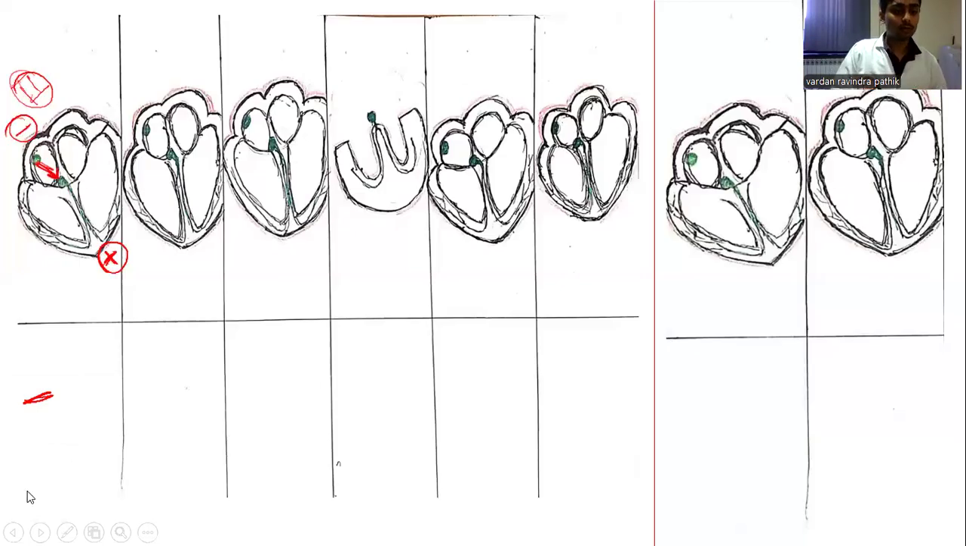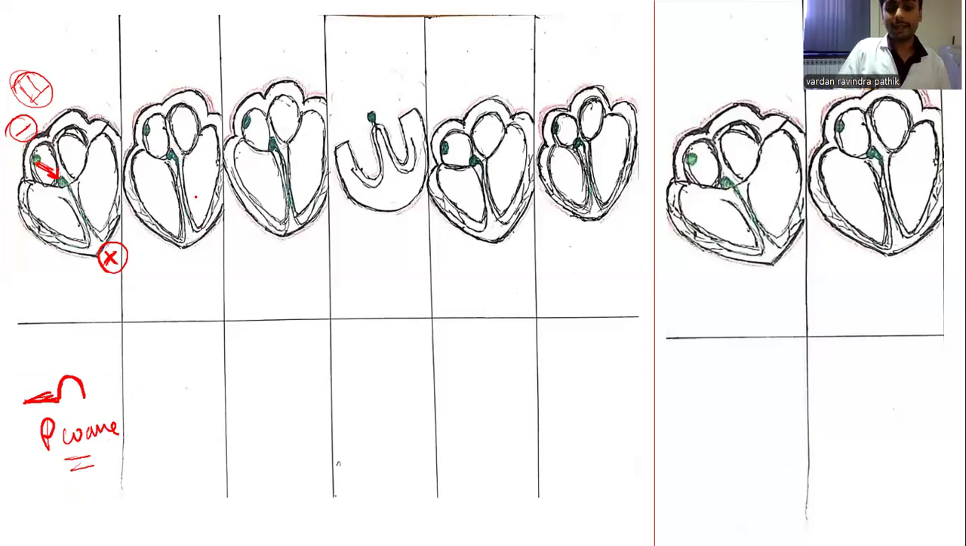So from this segment, we are going to see our first deflection, which is positive, our P wave. This will be our P wave, right? From here, the first wave is completed, the P wave.